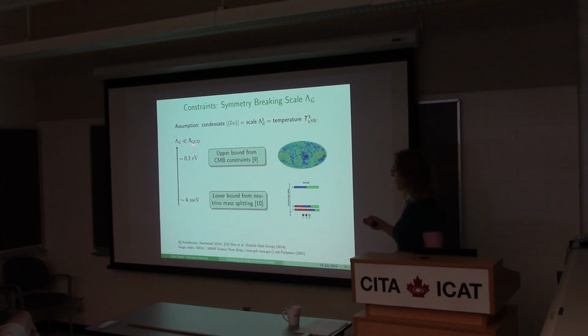And then we get a lower bound, which is only about 2 orders of magnitude lower than that. This is coming from the neutrino mass splitting. So we know that the heaviest neutrino has a mass of at least 50 millielectron volts. This is experimentally known from those mass differences. And we know from that, for the condensate scale, because it can maximally couple with 4 pi to the neutrinos, that at least this scale has to be 4 millielectron volts. But as I said, again, the temperature where the phase transition happens could be lower.